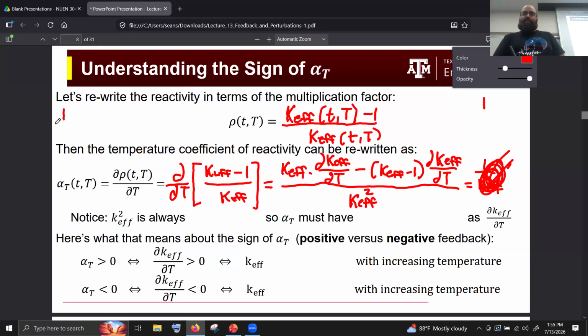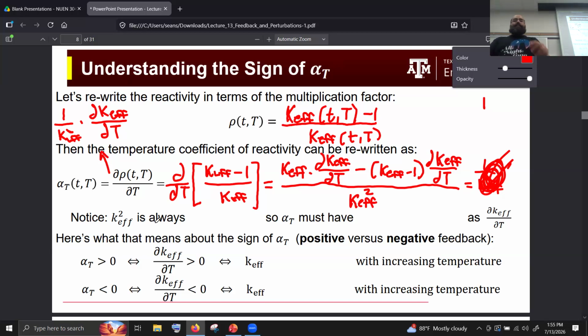I'm really sorry. So the final result is 1 over k effective squared, times the derivative of k effective with respect to temperature. That's what the final result is, and that is supposed to be a square. Really sorry that this writing is not cooperating with me. So effectively what we're saying is that our temperature coefficient is equal to this quantity right here.